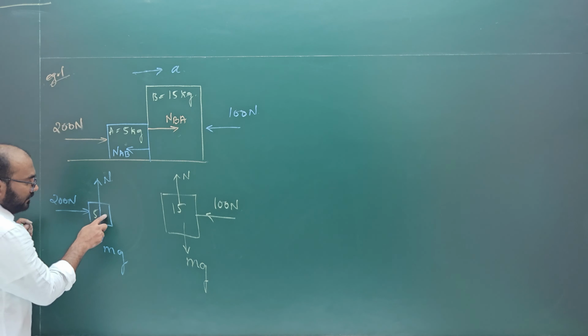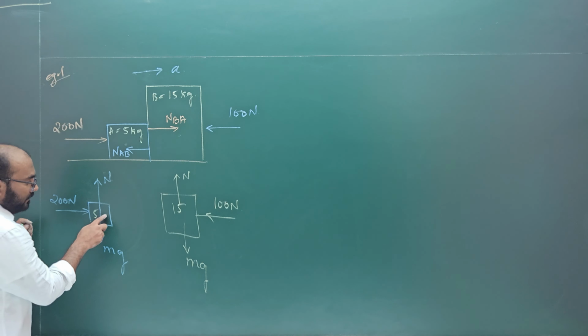Different values. Why? Because the whole system is in motion. I can say that this 200 Newton and NAB will be equal if an equal amount of force is acting. So, for example, if 200 Newton of force is also acting from there, the body will come to rest. Yes or no? So net force becomes 0, then MA becomes 0.